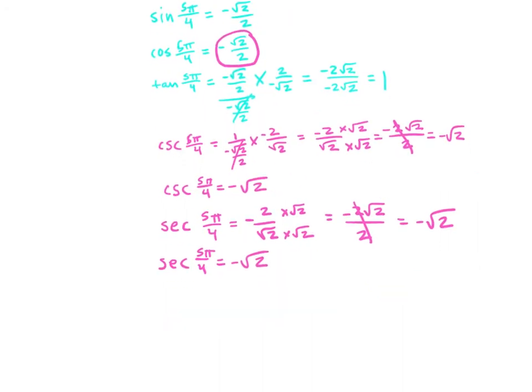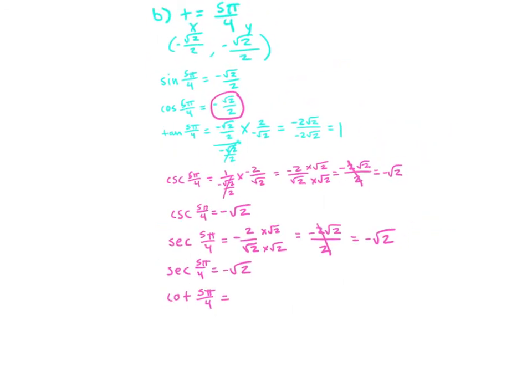Okay, lastly, we have cotangent. Cotangent would be x over y. So we could put negative square root 2 over 2 over negative square root 2 over 2, or we can just take the tangent and flip it. So what's the reciprocal of 1? 1. So our cotangent is just 1. So we have our sine, cosine, tangent, cosecant, secant, and cotangent.